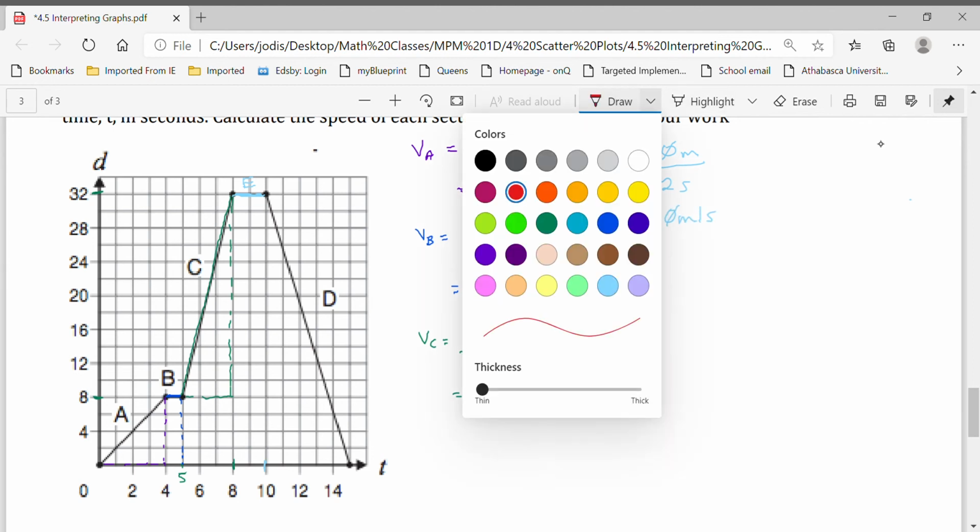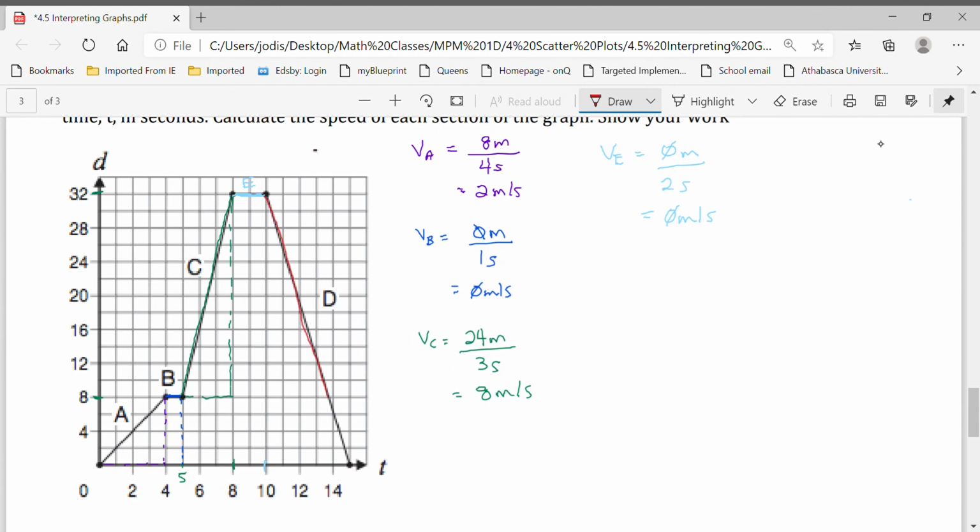And then the last section here, we'll call it section D, so VD here. So we went from 32 meters all the way back down to our starting point. And now, again, we're going back towards that starting point, so watch out, your distance should be negative. And then the time it took, well, we went from 10 seconds all the way over here to 15 seconds, so in 5 seconds. So this one gives us a negative 6.4 meters per second.